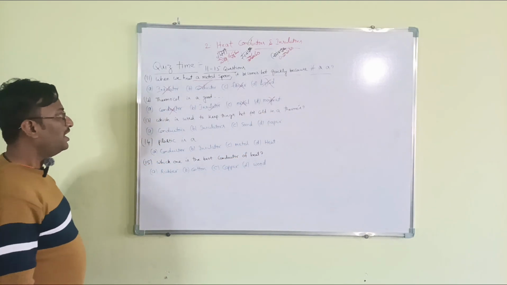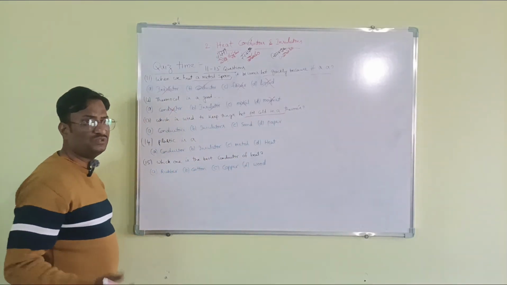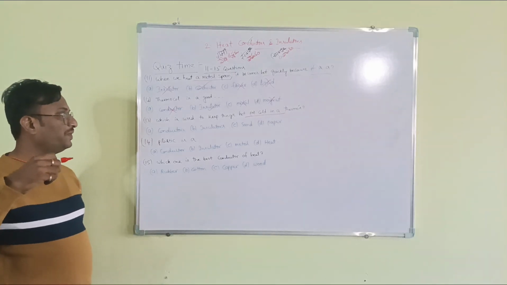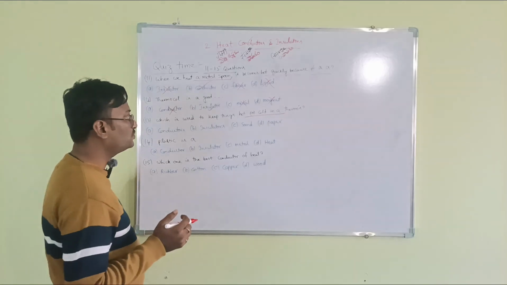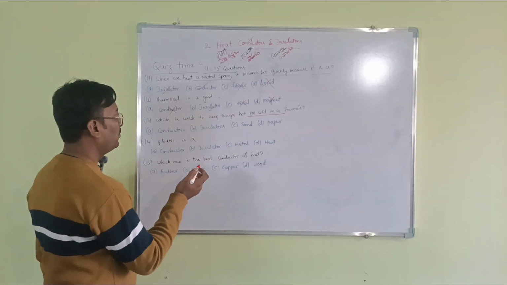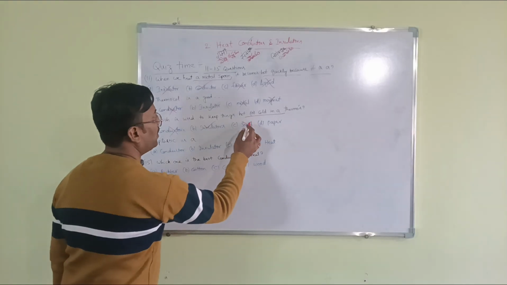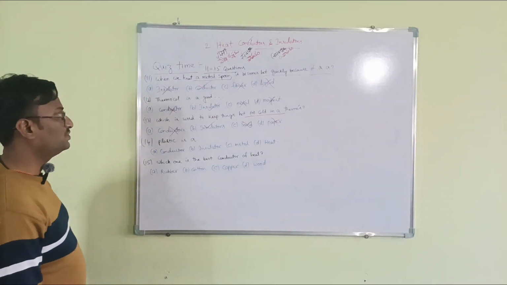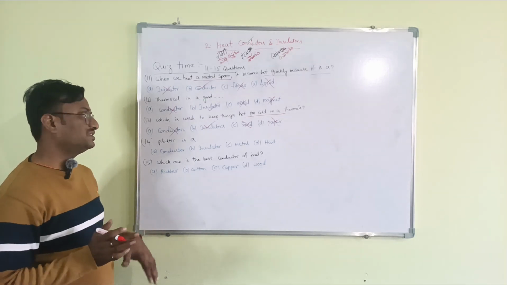And the next one, which is used to keep things hot or cold in a thermos? In a thermos, we should keep things hot or cold. The body should be very hot or cold. So for that what are we going to use? Conductors? No. Insulators? Yes. Not sand, not paper. Insulators we are going to use to keep things hot or cold. In insulators only we have studied the concept, right?